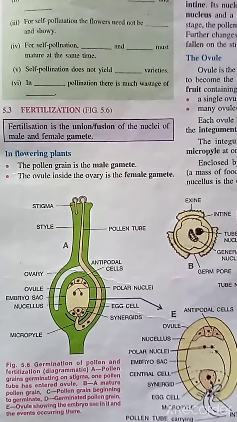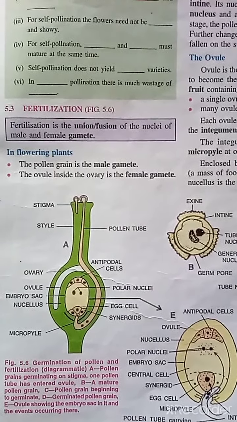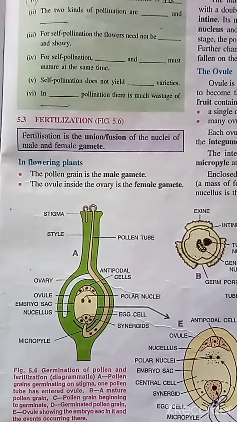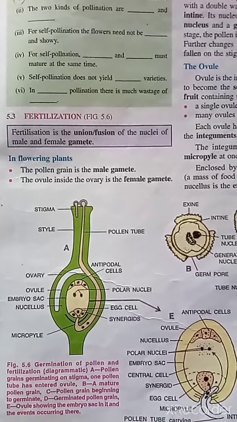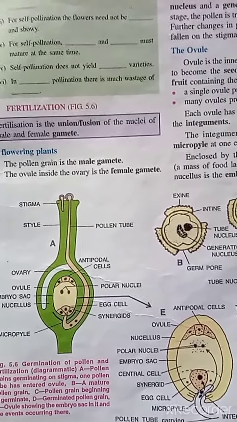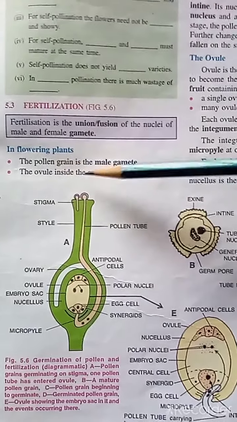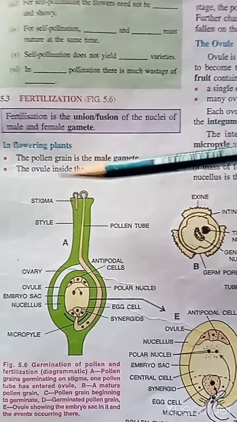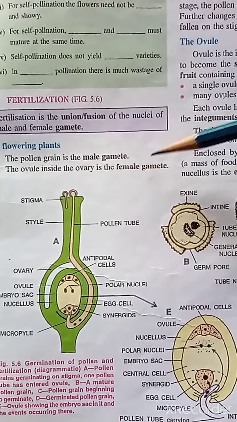Fertilization is the union or fusion of the nuclei of the male and the female gamete. When the male and the female gamete unite, then only fertilization occurs, and further processing of the flower begins. In a flowering plant, the pollen grain contains the male gamete. As you know, in the pollen grain the male gamete is there, and in the ovary, ovules are there, that is the female gamete.